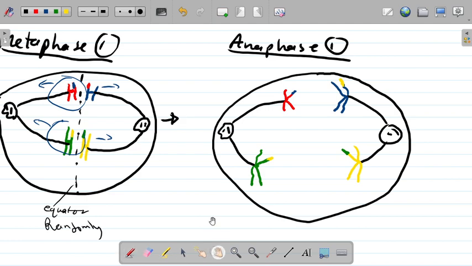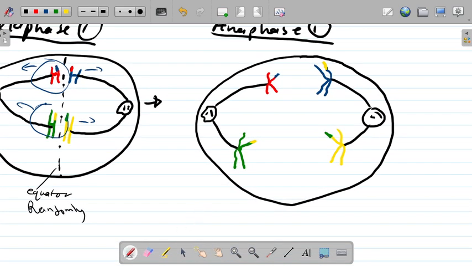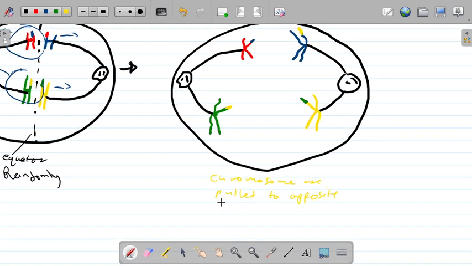Now, this pulling of chromosomes. So what are you going to say? Chromosomes are pulled to opposite poles of the cell.